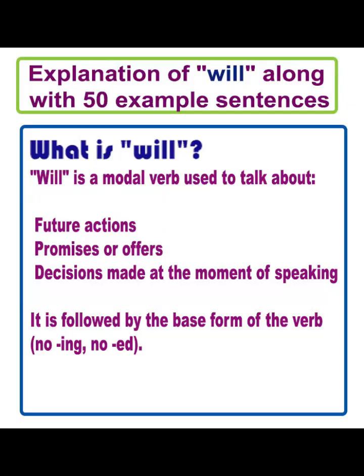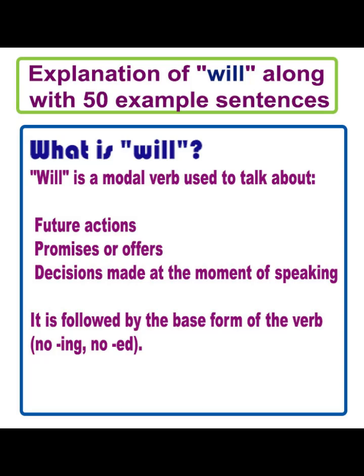Explanation of will along with 50 example sentences to help you learn how to use it correctly in English. What is will? Will is a modal verb used to talk about future actions, promises or offers, and decisions made at the moment of speaking. It is followed by the base form of the verb, not -ing, not -ed.